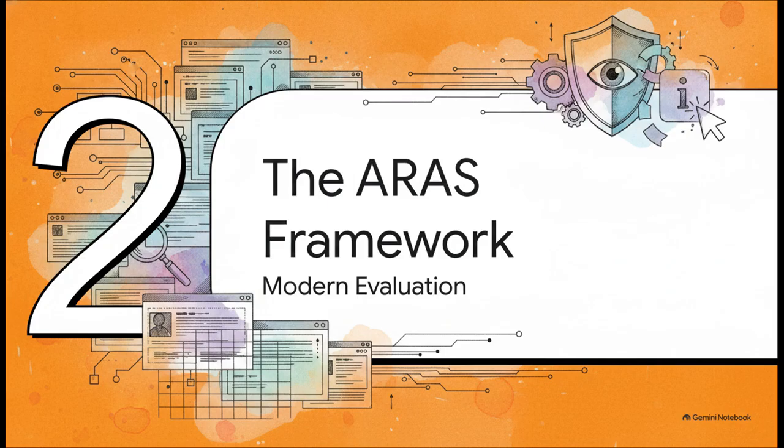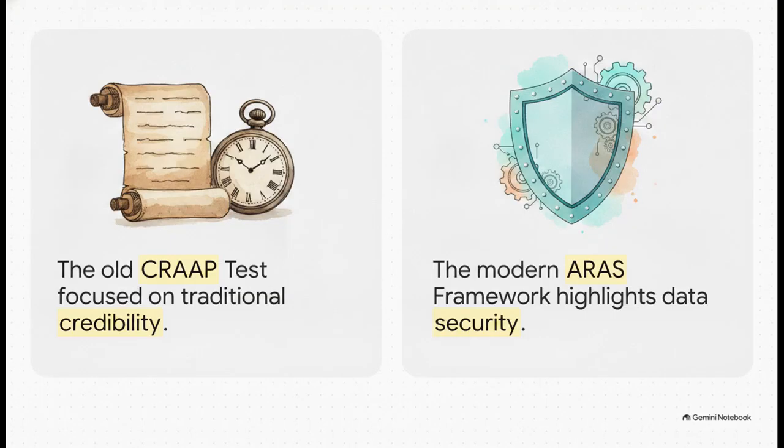Section 2. The ARAS Framework. Now, notice the evolution here. A lot of you might be familiar with the old academic standard, the CRAAP test, which stood for currency, relevance, authority, accuracy, and purpose. It's a classic for sure. But take a look at the modern standard, the ARAS Framework. That's accuracy, relevance, authority, and security. We have completely streamlined the criteria and, most importantly, explicitly added security to the mix.